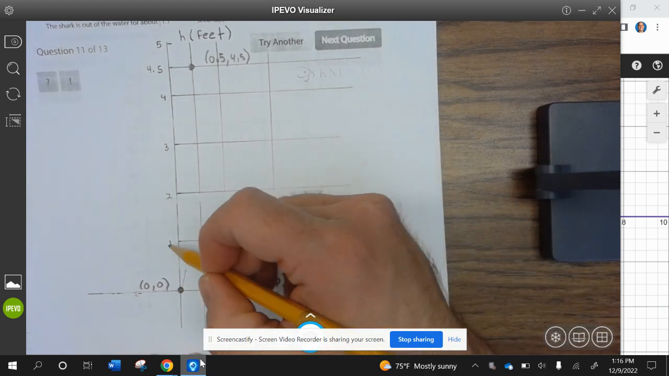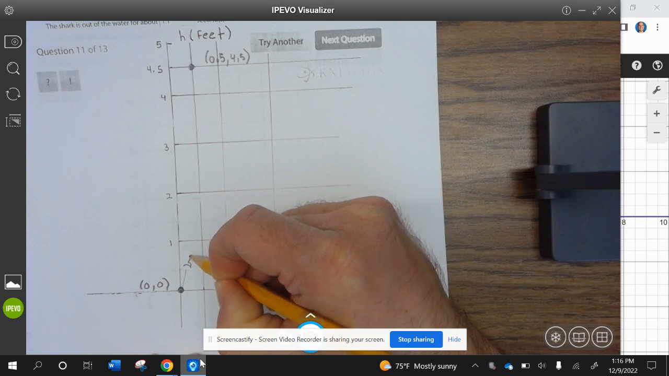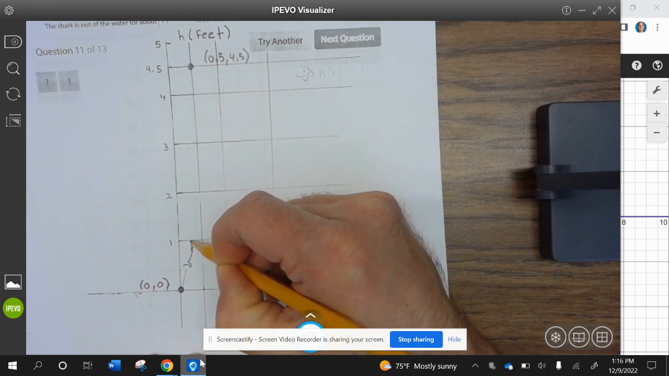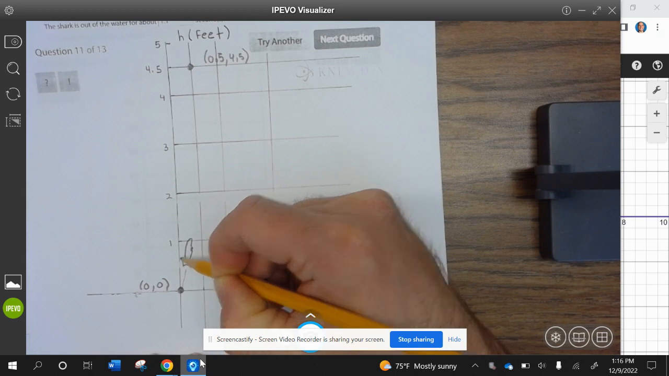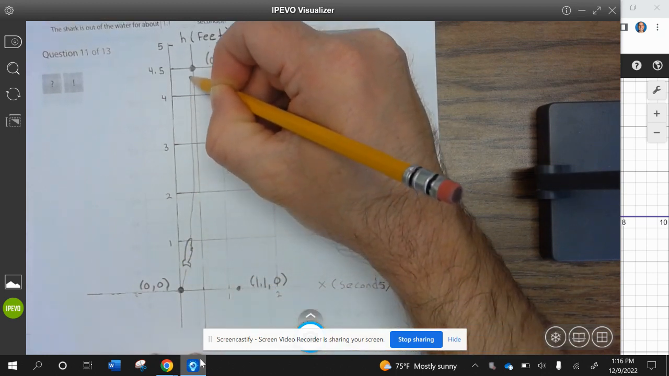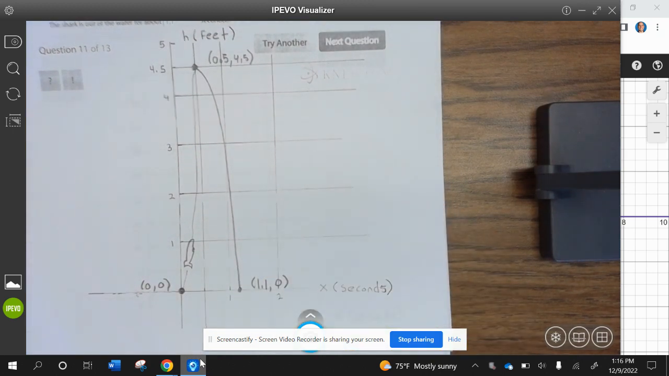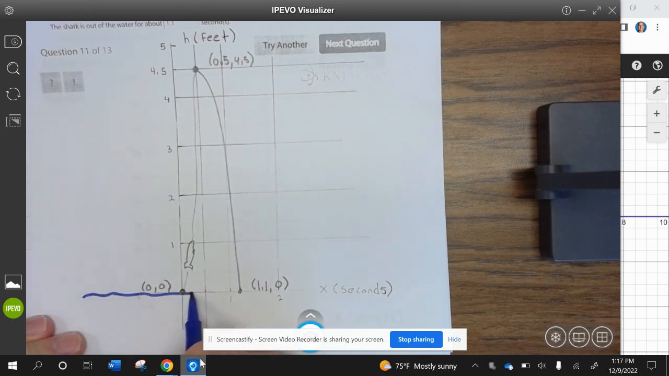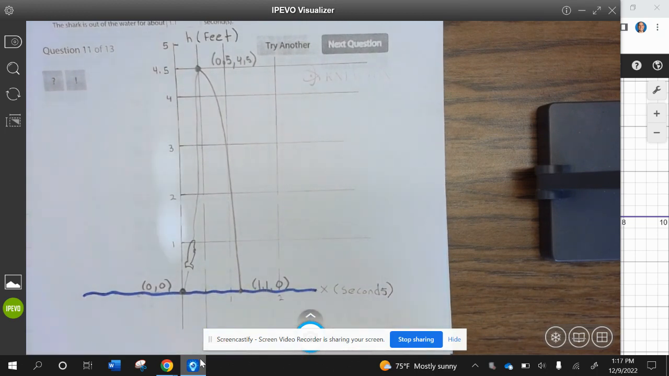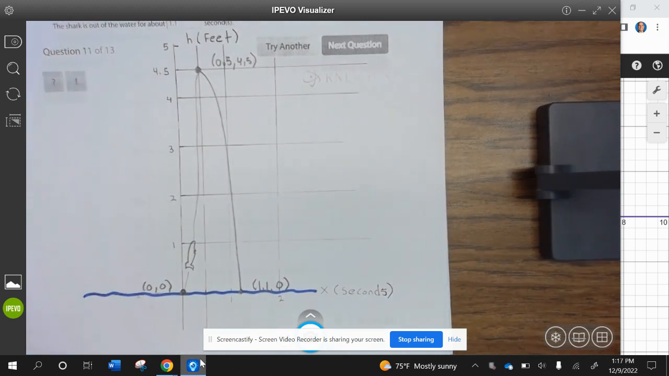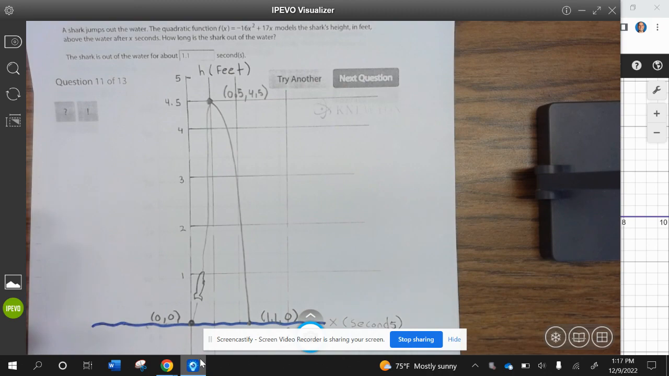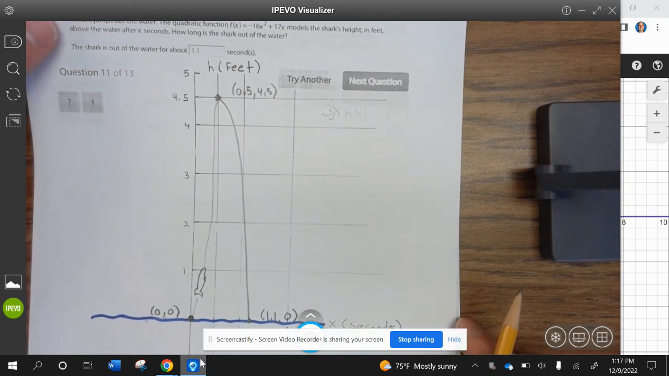So the shark goes up. Here's our shark. Chomp, chomp, chomp. Jumps out of the water, goes up, and then comes back down and hits the water. And here, just so we're clear, here's the water. Okay, so the shark is out of the water for about 1.1 seconds. All right, let's take a look at the last example.